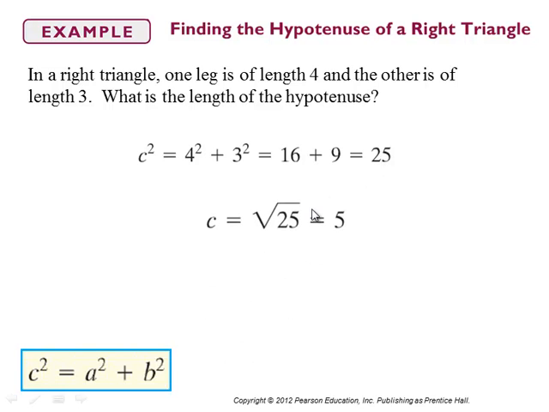It doesn't make sense for C to be negative 5, because it doesn't make sense for lengths to be negative. So the hypotenuse of this triangle would be 5.